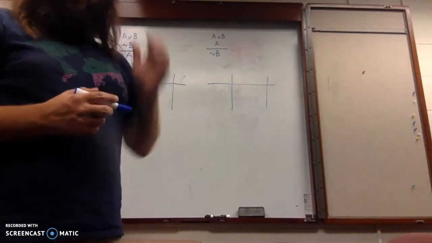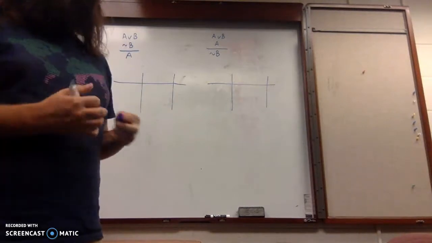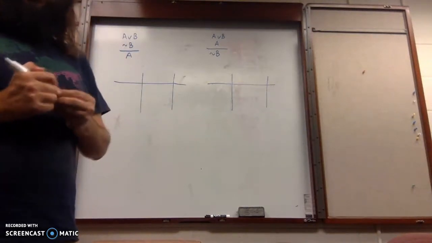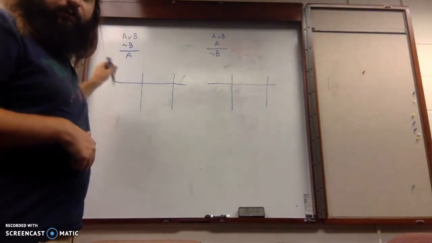So now I'm going to be using truth tables to show validity or invalidity of different arguments. So let's look at the first argument. A or B, not B, therefore A.